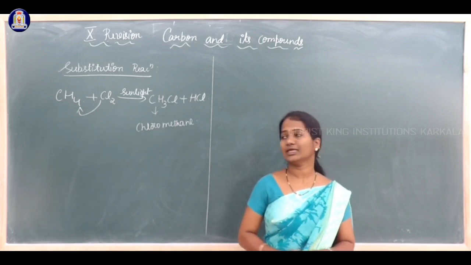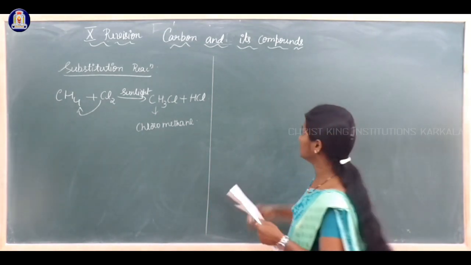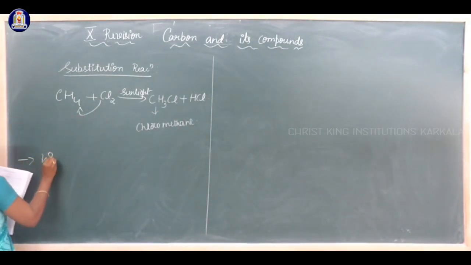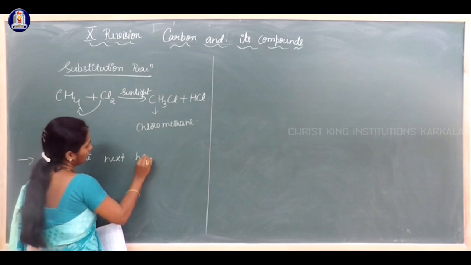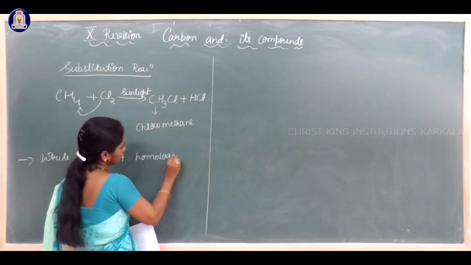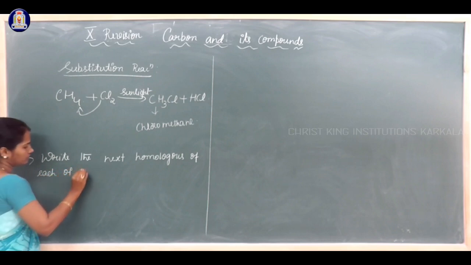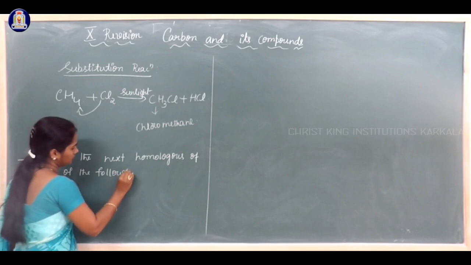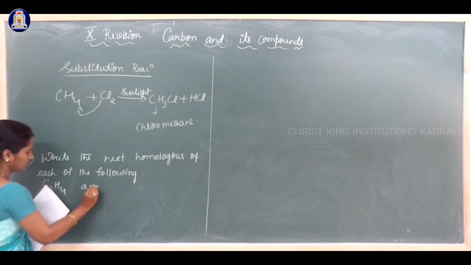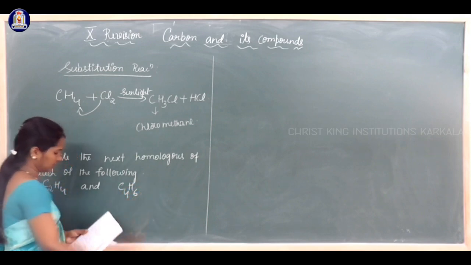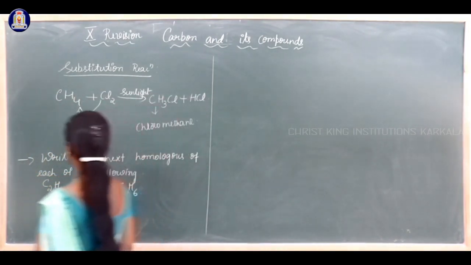Now, we will solve some questions related to the structures and the reactions. One question is, write the next homologous of each of the following: C2H4 and C4H6. Write the next homologous. So, what is this compound?